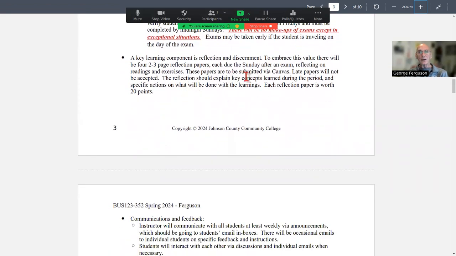As it says here, a key learning is reflection and discernment. One of the things that you'll do for the weeks where we have the exam is complete a reflection paper. The reflection paper has two pieces to it. You have a reflection as far as here are the key things I learned over these chapters. The second component are the Excel spreadsheets that go with each of those chapters. And so you'll see that for a reflection paper, you have your learnings, the key points, and then here are the Excel spreadsheets that were assigned.